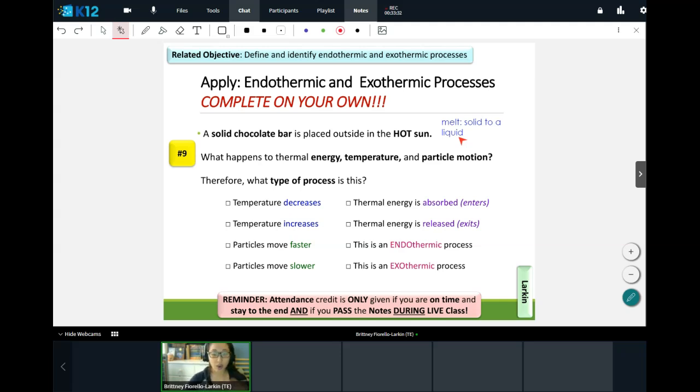Excellent. And so what does that mean must be happening to energy? Is it absorbing energy or is it releasing energy? In order to get hotter and faster, should it be absorbing energy or releasing energy? Yeah, it should be absorbing energy. So thermal energy is absorbed. We have to add energy for that to happen, for it to get hotter and faster.